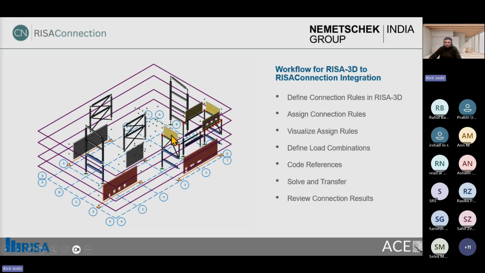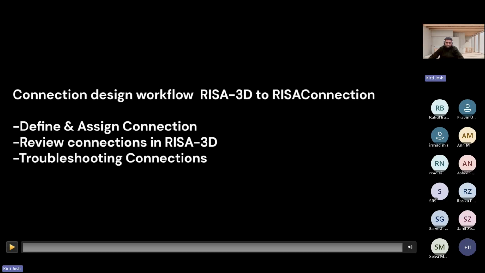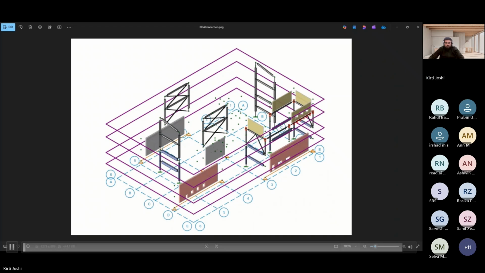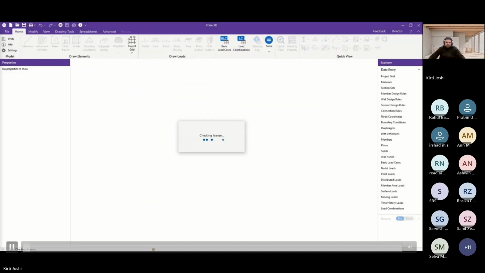So this is the kind of image you can see. We will take some of the connections and we'll just integrate them with RISA Connection. And we will also review this particular connection in RISA 3D and then troubleshoot the connection warnings as well within this slide. So we are going to open the RISA model for this image.